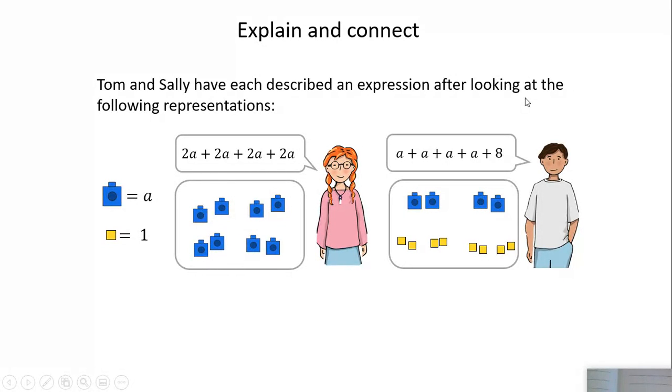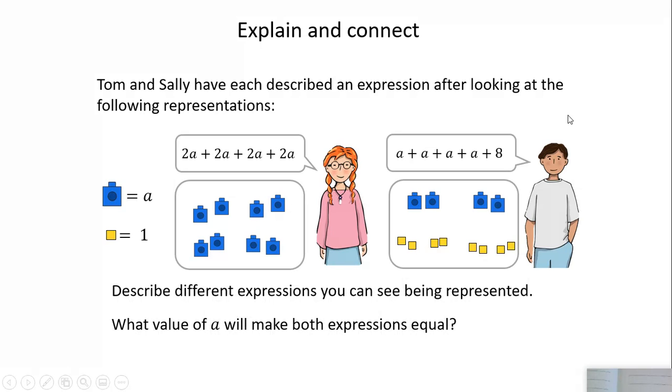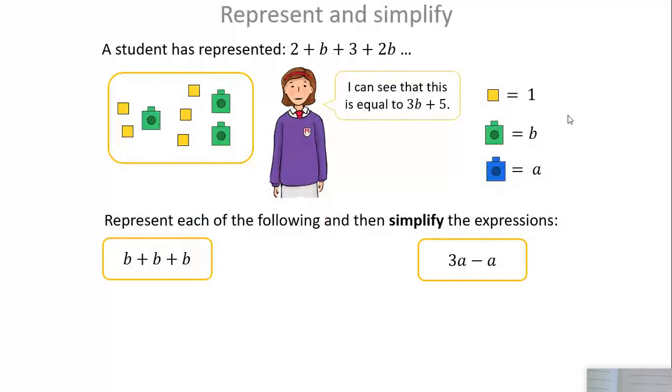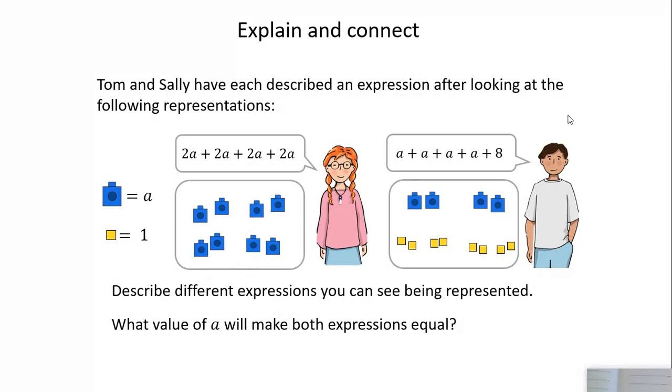Let's have a look at Tom. So we can see here he's saying I've got a plus a plus a plus a, and then he's noticed that he's got 8 yellow blocks, so it's just plus 8. Okay, so again we can simplify this. 8a, and this would be 4a plus 8. And a little bit of extra, you can think of what value of a will make both these equal. I'll leave that for you, something to think about.